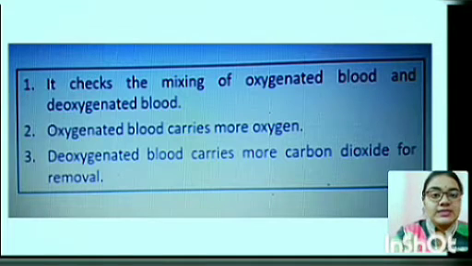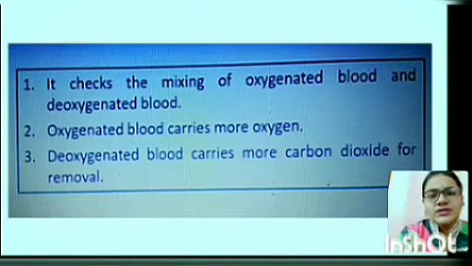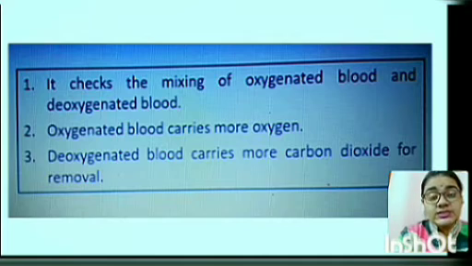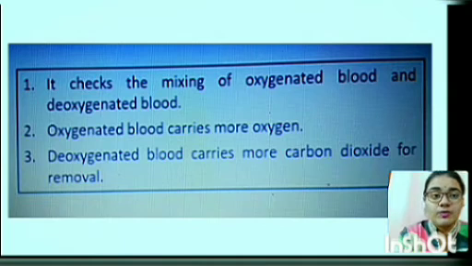As you can see here, what is the importance of this double circulatory system? It basically checks the mixing of oxygenated blood and deoxygenated blood, so that oxygenated blood can carry more oxygen and deoxygenated blood can carry more carbon dioxide for its removal.